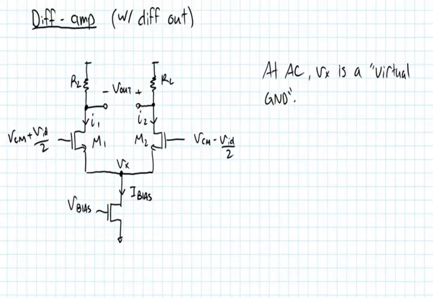And so what this means is that if this is truly working as a differential amplifier, then if we apply a differential input signal, node Vx is not going to change in potential, provided that this circuit is well matched. And so what that implies for circuit analysis is that we can break the circuit into two half circuits.